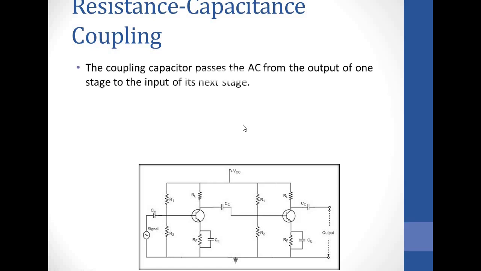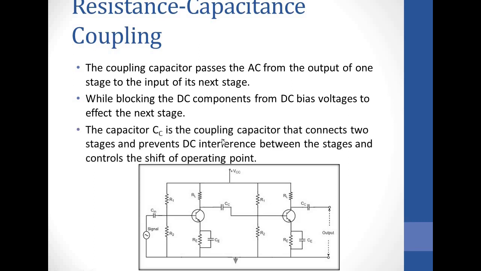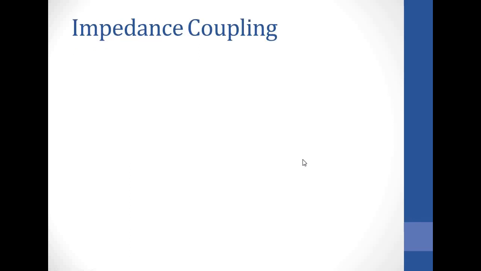So here it says that the coupling capacitor passes AC from the output of the first stage to the next stage, while blocking the DC component of the DC bias voltage from affecting the next stage. The capacitor CC is the coupling capacitor that connects the two stages and prevents DC interference between the stages.